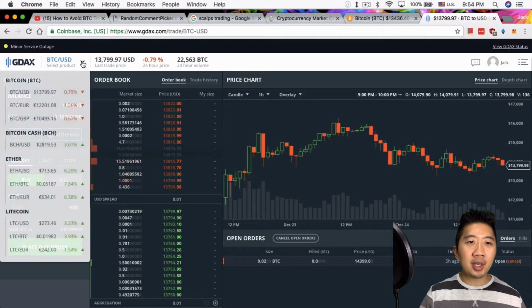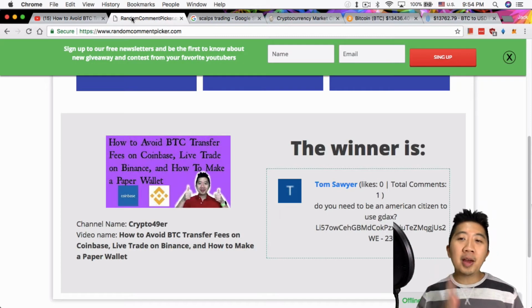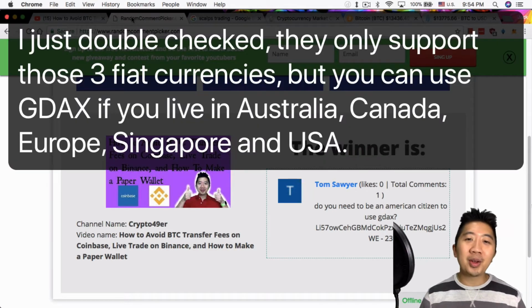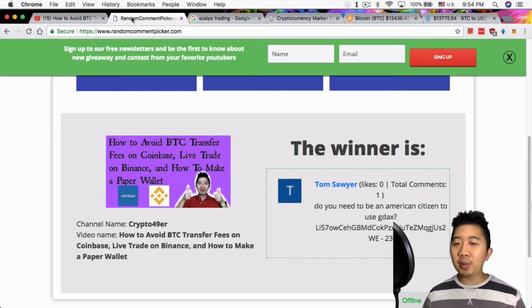So you have USD and Euro and British Pound. So basically, Tom Sawyer, you only have three choices. You've got to be either an American citizen or a European citizen. So that's pretty much it. I think they might accept other countries, but for the most part, those two are the main places where you can use GDAX. And again, wherever you can use Coinbase, you can use GDAX. So definitely take advantage of that.